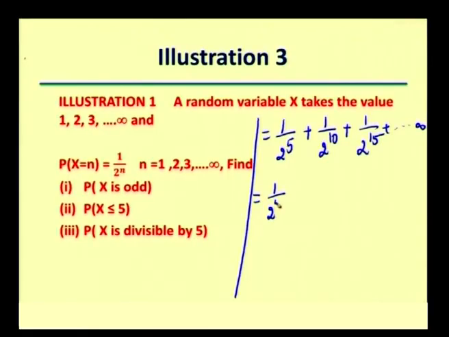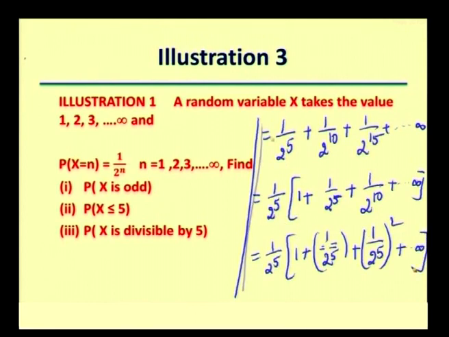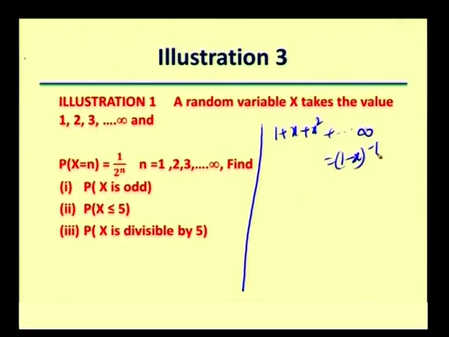So, I have to take (1/2)^5 outside, which gives 1 plus (1/2)^5. Out of 10, 5 is taken outside, the remaining 5 remains, (1/2)^10, plus etc. up to infinity. So this is (1/2)^5 times [1 plus (1/2)^5 plus ((1/2)^5)^2 plus etc.] up to infinity. Here, using the same formula, 1 plus x plus x square etc. up to infinity is equal to (1 minus x) whole power minus 1. Here x is equal to (1/2)^5.